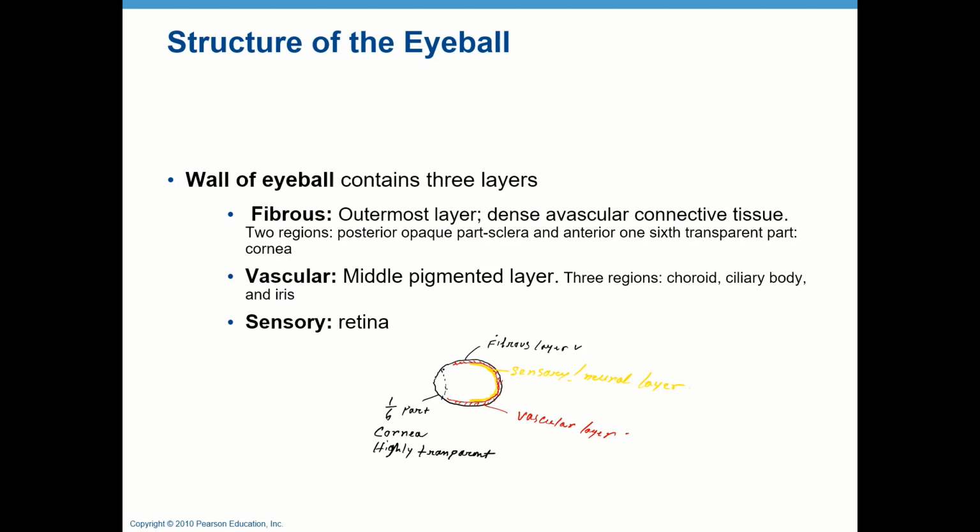Okay, then the rest, the posterior 5/6 part, that means most of the part here, is white, not transparent, and that is called the sclera. So these are two structures belonging to the outer fibrous layer. One is the cornea here, and then most of it is the sclera.